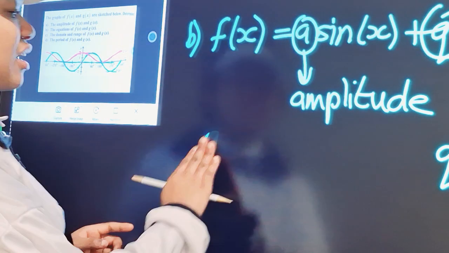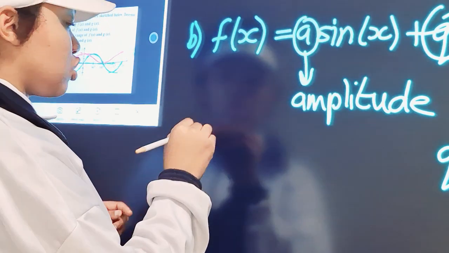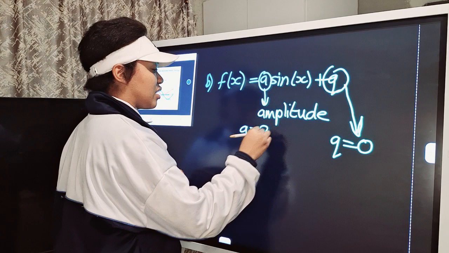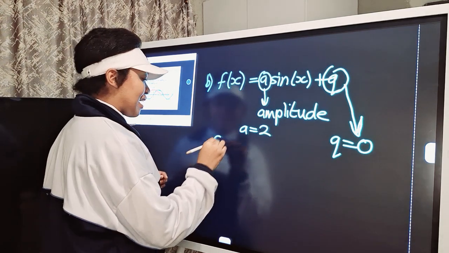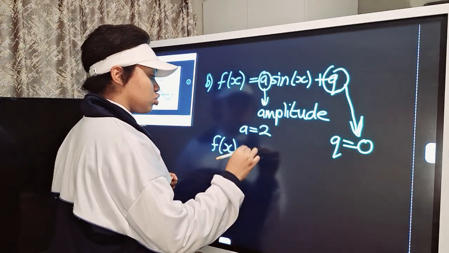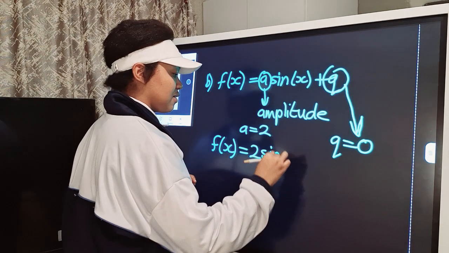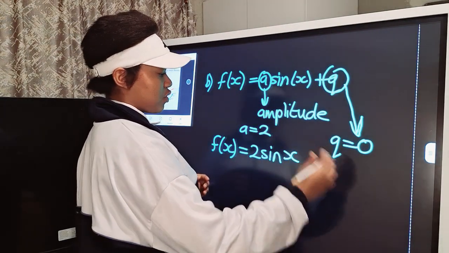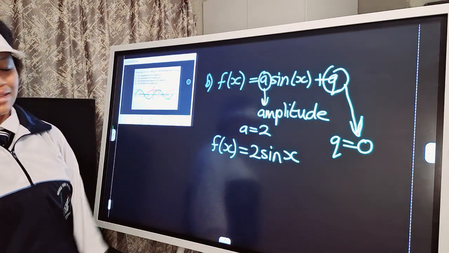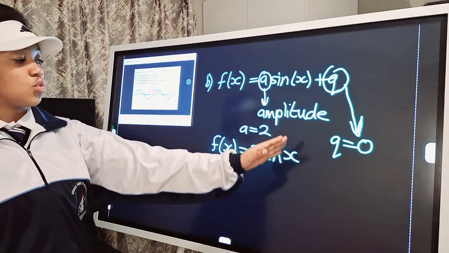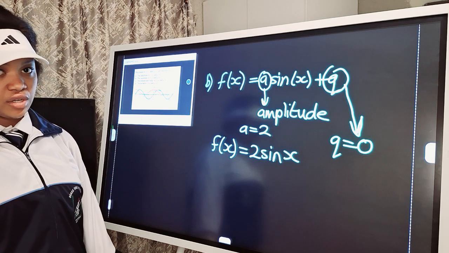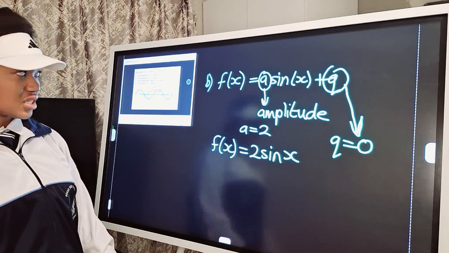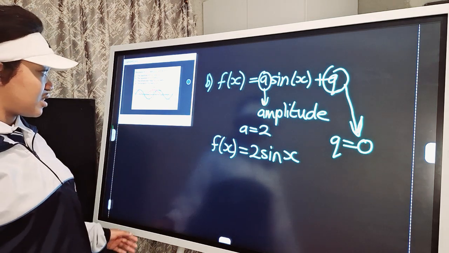Guys, so the graph here, f(x), is going to be, I said a equals 2 is the amplitude. So it's going to be f(x) equals 2 sin x, then plus what? Plus 0. If it's plus 0, then I don't have to write it. It's going to be 2 sin x. The q is 0, so we're not going to write it, because I said there's no translation. Then this is the graph of f(x).